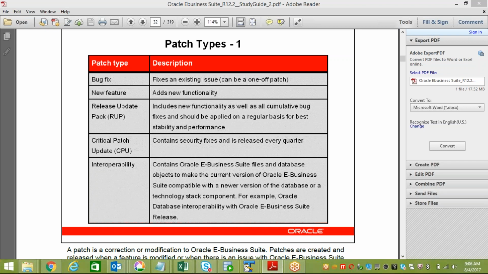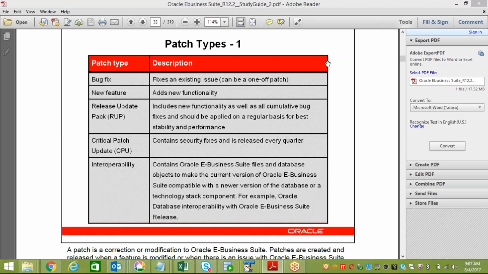All right, next, critical patch update, CPU. This contains the security fixes and related areas every quarter. So these CPU patches will be released every quarter. The other patches depend. In one month you may get one patch or two patches; in another month they may not release any patch, and the next month they may release 20 patches. It depends on the bug fixes and the new features added to that particular product. But critical patch updates they give every quarter.